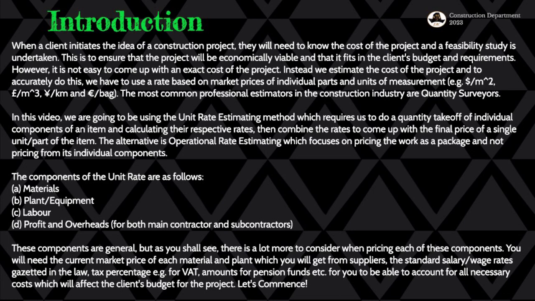However, it is not easy to come up with the exact cost of a project. Instead, we estimate the cost of the project, and to accurately do this, we have to use a rate based on the market prices of individual parts and units of measurement. We can say maybe dollar per square meter, or pound per cubic meter, yen per kilometer, euro per bag, or many other types of units of measurement, depending on the part of the project that we're dealing with. Let's say if it's a road, we'll be using kilometers.